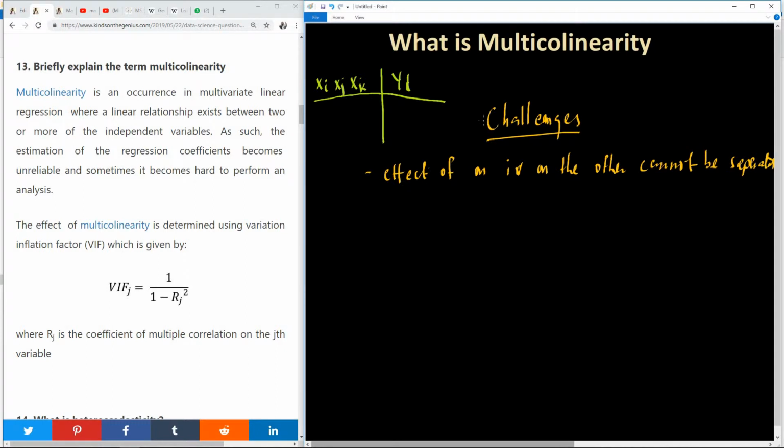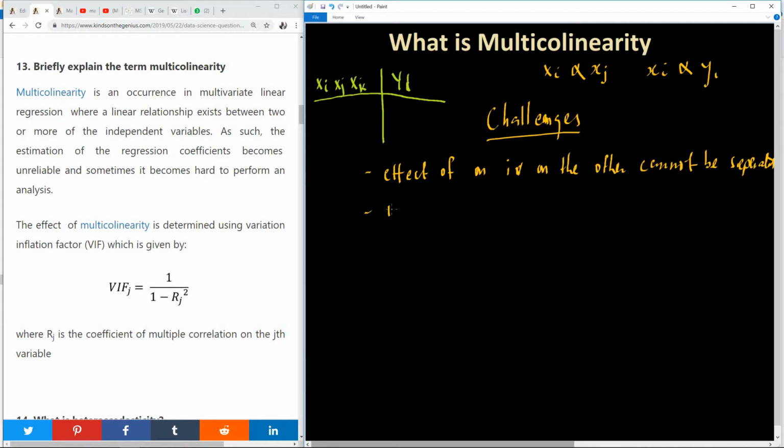In this case, we're trying to model xi, xj, xk related to y. What you find out is that xi has some kind of correlation with xj, and that makes it difficult now to model xi correlating with y. So multicollinearity is a relationship between the independent variables in a multivariate linear regression.